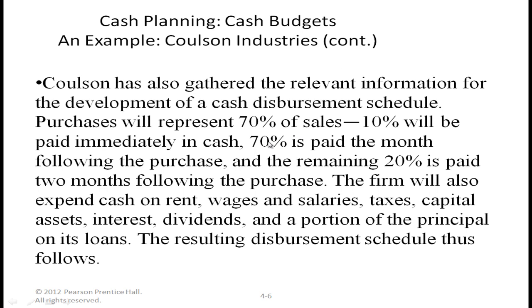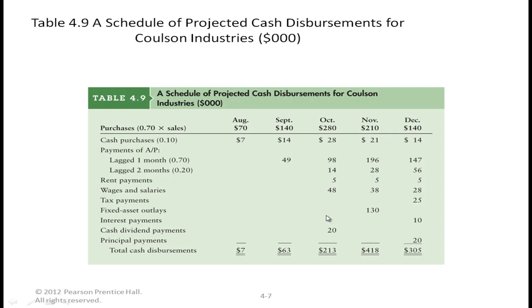So the assumption here is that purchases will represent 70% of sales, 10% will be paid immediately in cash, 70% is paid the month following the purchase, and the remaining 20% is paid 2 months following the purchase. The firm will also expend cash on rent, wages, salaries, taxes, etc. So let's see what this looks like.